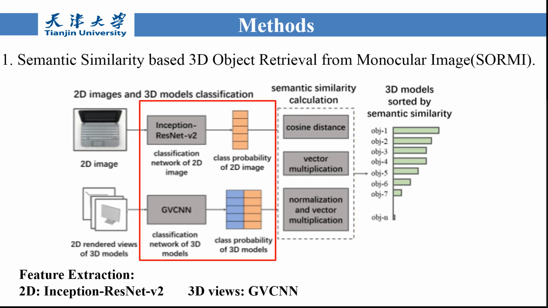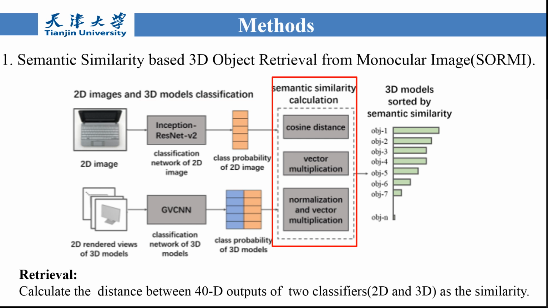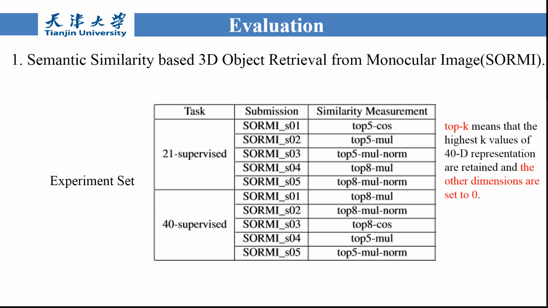They first extract the probabilities of 2 classifiers as the features of the image and 3D models. Then they select the top 5 or 8 maximum values from the probability vectors as the feature, and measure these features using cosine distance or vector multiplication. Finally, they sort these similarities and obtain the final retrieval results.